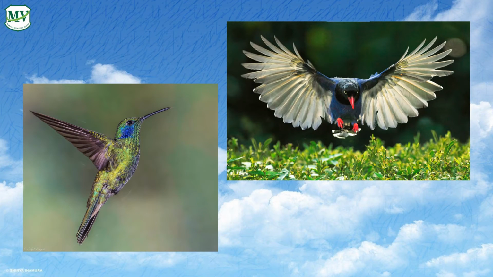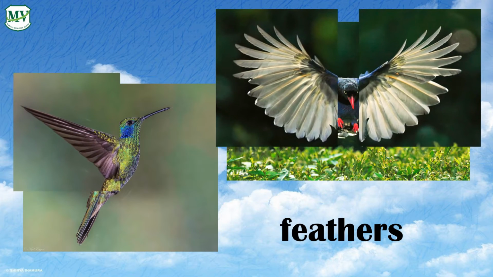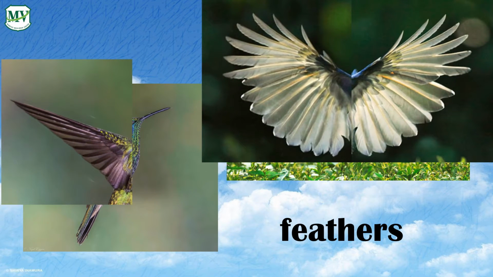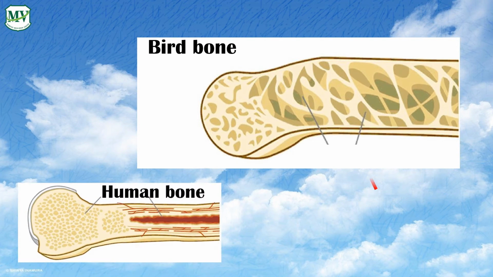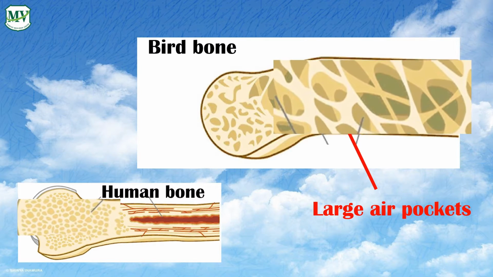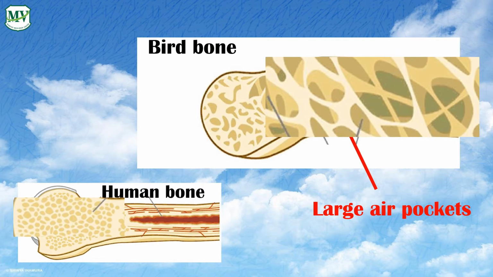Birds have strong flight muscles which allow them to move their wings. They have feathers which are light and strong, which they keep warm so that the muscles can work properly. The bones of a bird are hollow yet strong. Unlike human bone, it has more air spaces. This reduces the body weight of a bird, making it easier to fly.